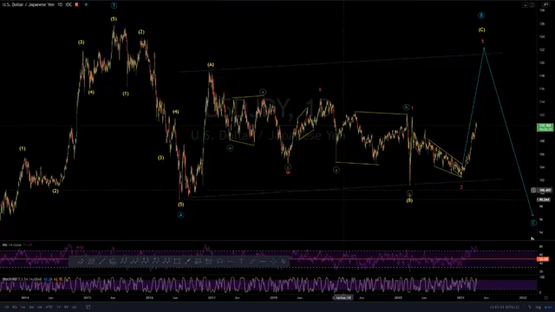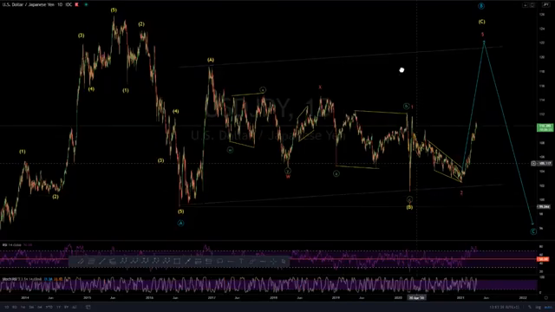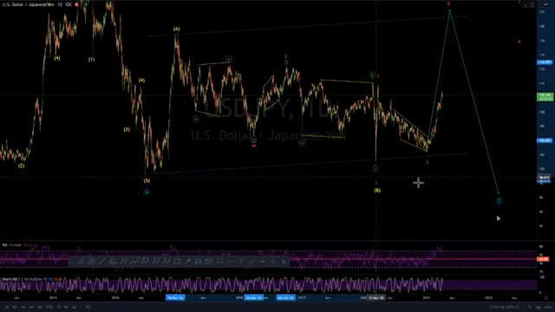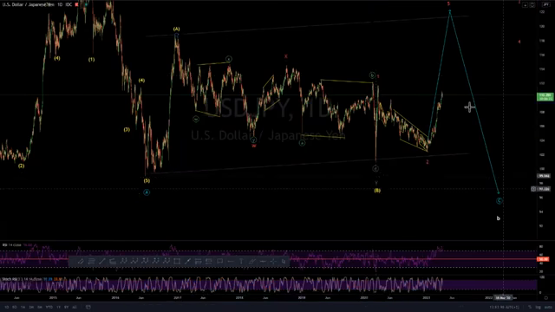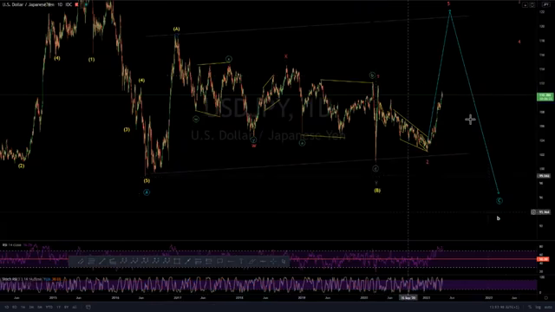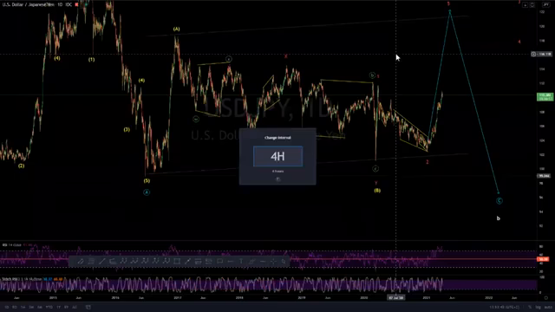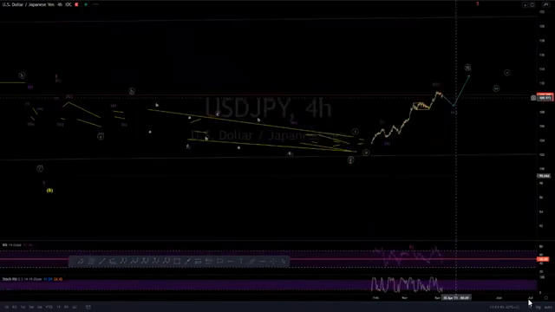Right, so I hope the structure here on the daily is simple and you understand it. If there are no questions, then let's just jump into the 4 hourly. We still have a few yen pairs that we need to cover.